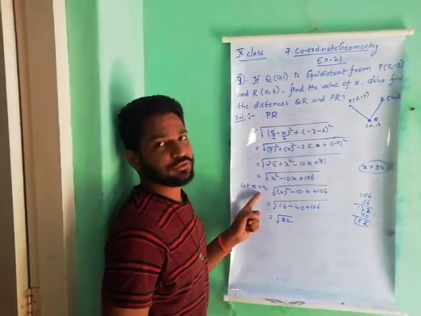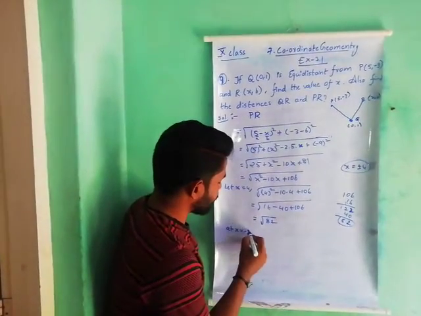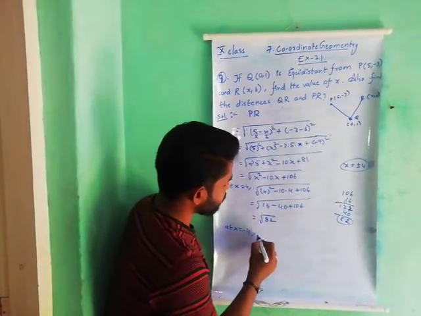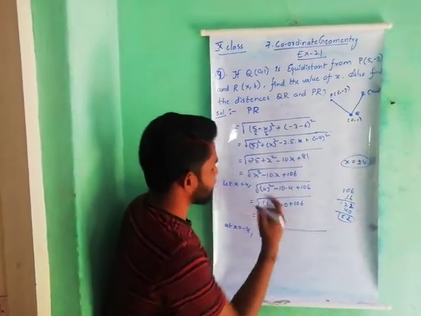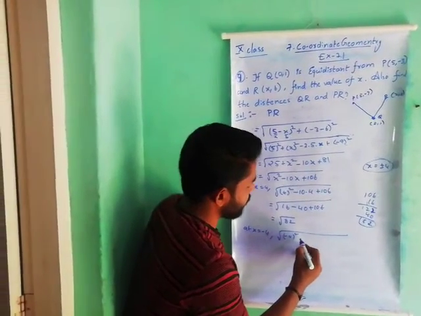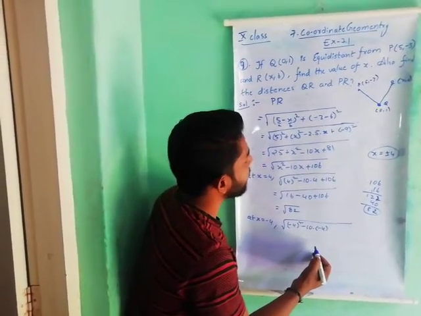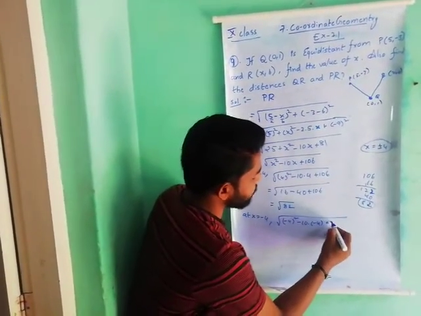That is at x equal to 4. Now at x equal to minus 4: x square means (-4) whole square, minus 10 into the x value, minus 4, plus 106.